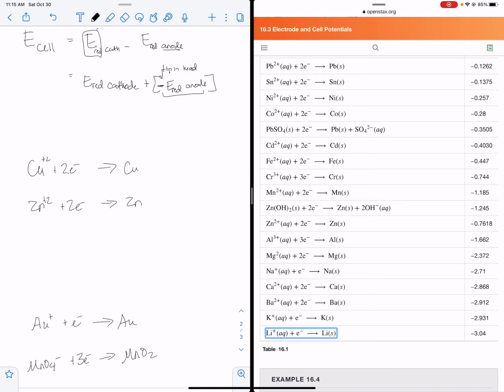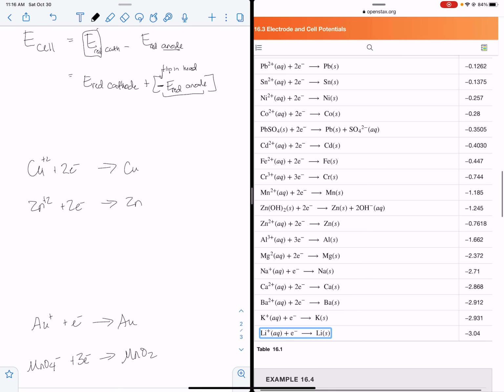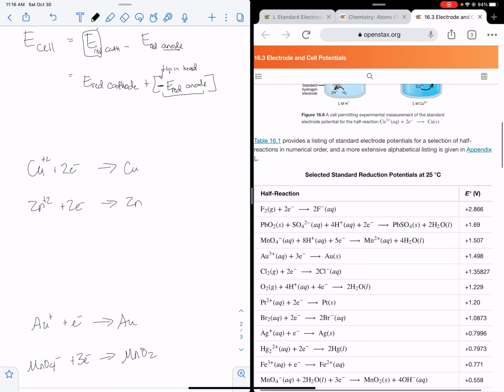Now, this should kind of make sense because you notice these elements at the bottom. These are the elements that, as written, what a reduction is saying is they want to gain an electron. This is showing an electron gain on the left. But lithium doesn't want to gain electrons. It really wants to give up electrons. So does potassium. On the flip side, if you look at the top, so fluorine, he's really close to having 8 electrons. And so fluorine actually wants electrons. So you'll notice up here that number is really positive.